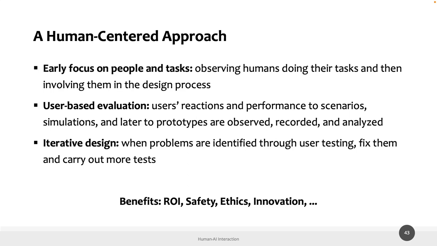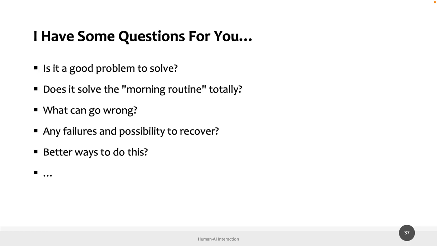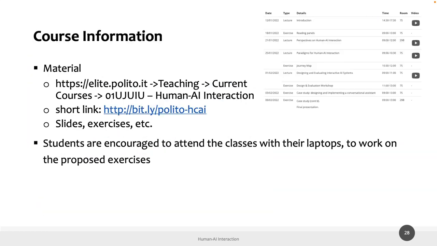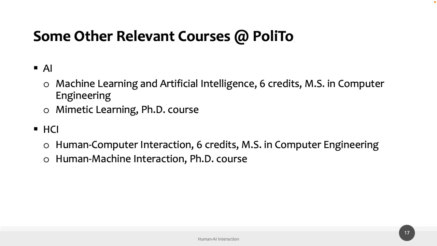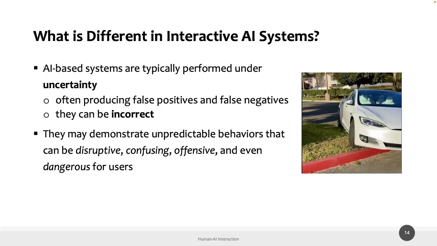There are two things that we probably mentioned. We know AI systems, machine learning systems especially, data-driven AI systems, typically operate under uncertainty and results can be incorrect for what a person is expecting.